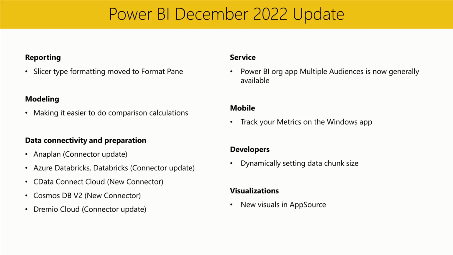Next, we have some new and updated connectors for you in the data connectivity and preparation section. Updated connectors this month include the Anaplan connector, the Azure Databricks and Databricks connectors, and the Dremio Cloud connector. New connectors include the CData Connect Cloud connector and the Cosmos DB v2 connector. For details on each of these updates, check out the blog post linked in the video description below.